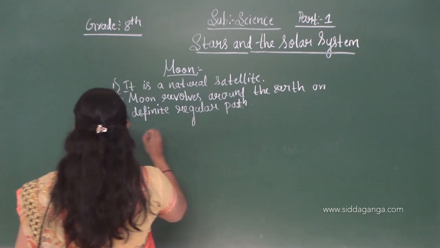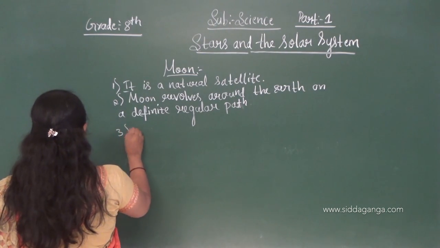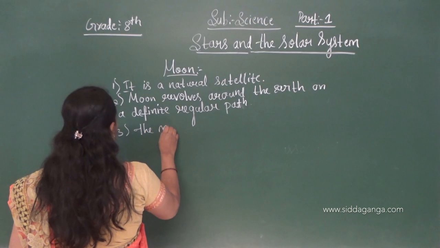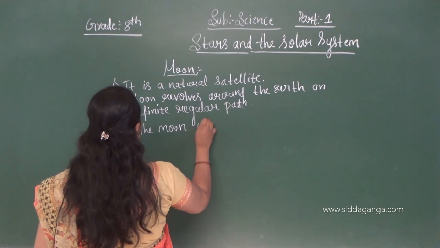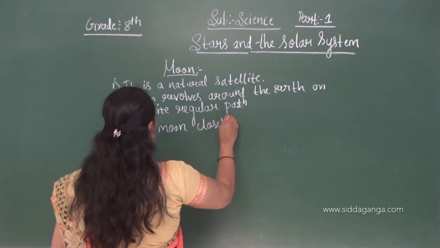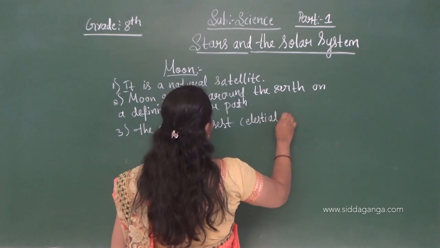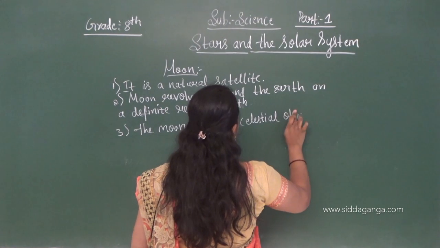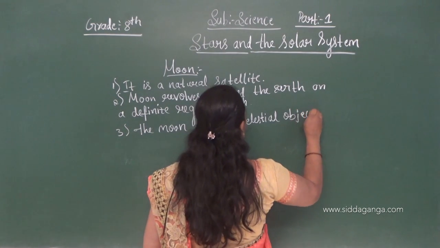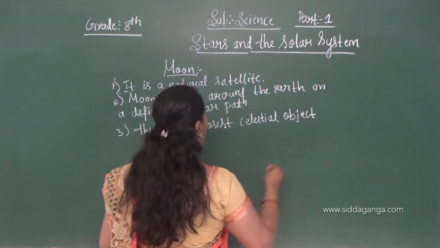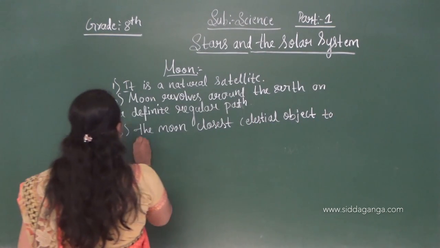And the next point is, the moon is the closest, means nearer to the earth, closest celestial object to the earth. So which celestial object is much closer than the other planets? The moon.